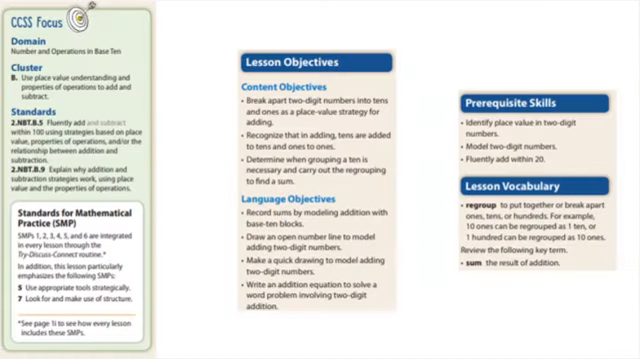Our lesson objectives: break apart two-digit numbers into tens and ones as a place value strategy for adding. Recognize that in adding, tens are added to tens and ones to ones. Determine when grouping a 10 is necessary and carry out the regrouping to find a sum.